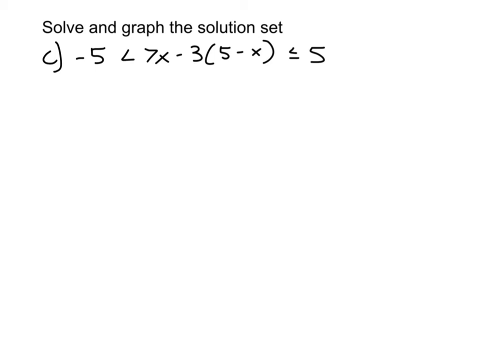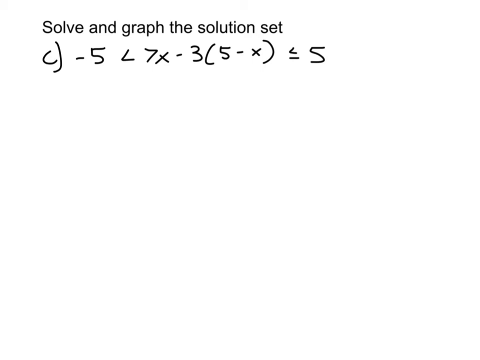Okay, one last question. So let's go ahead and get started with this one. The only thing that is slightly different about this one is usually we're used to seeing inequalities that only have 2 sides. This one has 3 sides, so we just need to be a little extra careful about that.